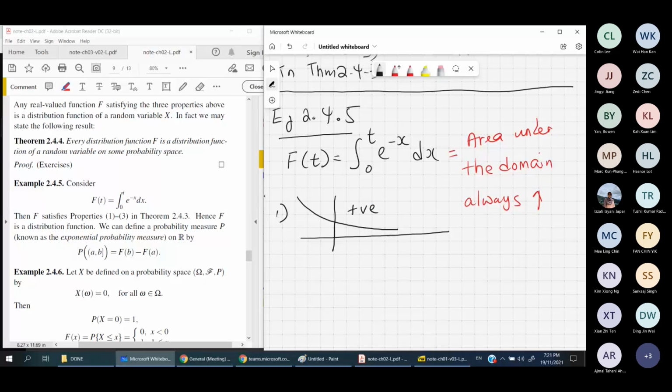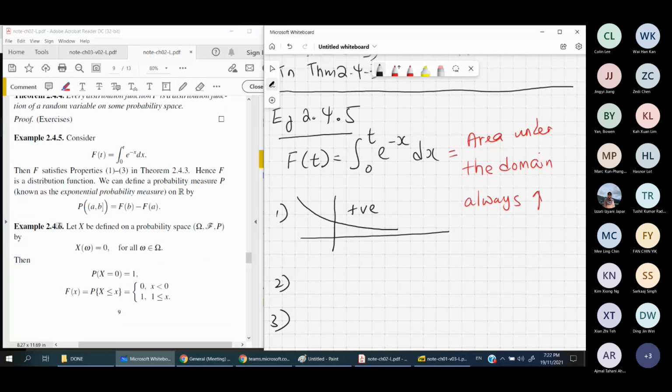Secondly, you can check easily. When it goes to negative infinity, you get 0. When it goes to infinity, you get 1. So I think the second property is also quite clear. And number 3, this is a continuous function, so that's always true. Then you can easily see it satisfies the 3 properties, so this is a distribution function, and you can define a probability measure. This is the so-called exponential distribution. So you define it, then you can define the random variable on it.